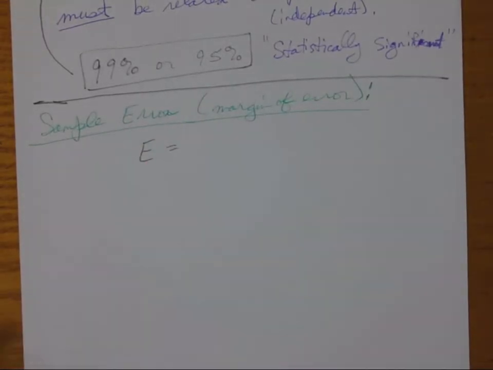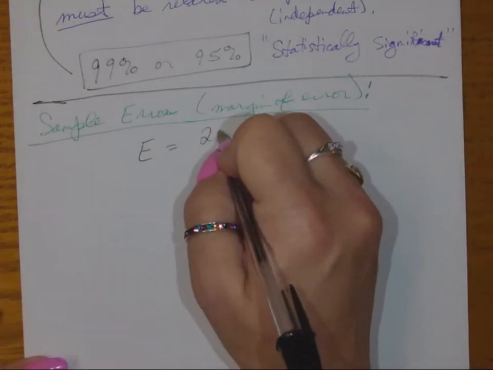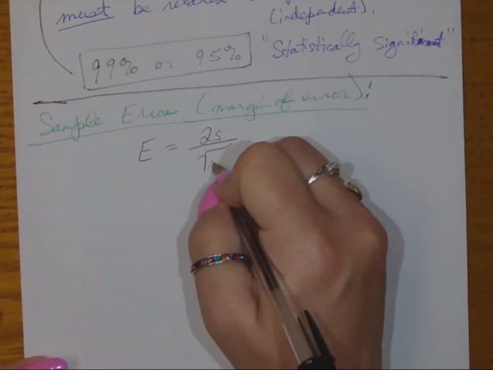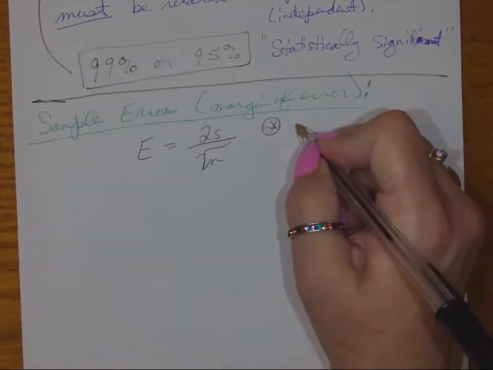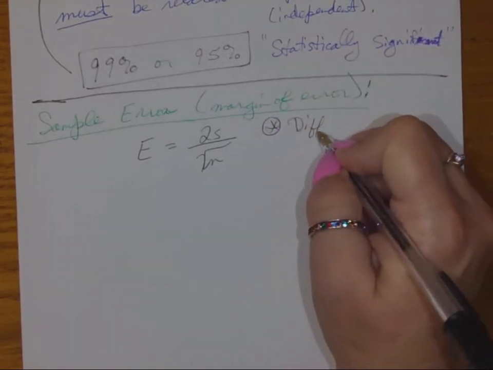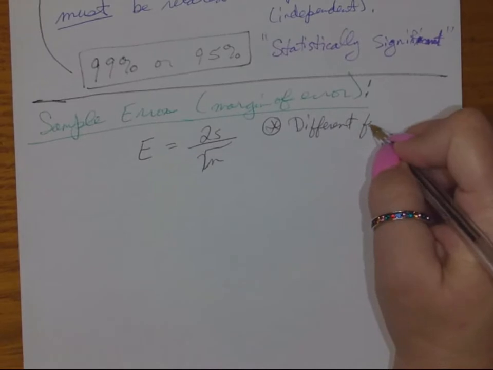The error is 2s divided by the square root of n. That's the formula. And let me throw this in here: sometimes you'll see different formulas in different books.